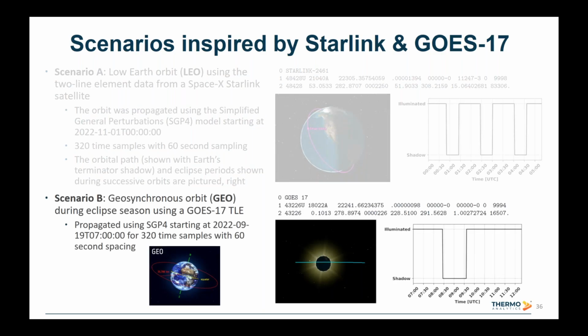And the second scenario that we're going to look at is a GEO scenario where we use the GO-17 satellite to supply the two-line element data to create our path. But we're going to be simulating this 3U CubeSat in both of these cases, just using these orbits for the boundary conditions. And again, at the lower right there, we see just a portion of the GEO orbit and when it's going to be in shadow versus lit by the sun.